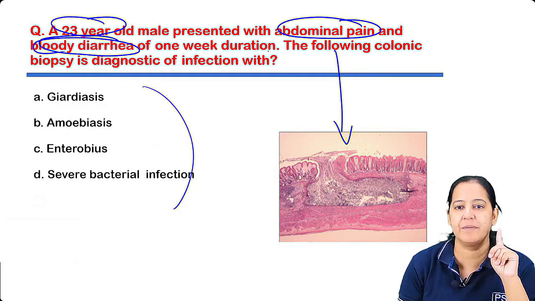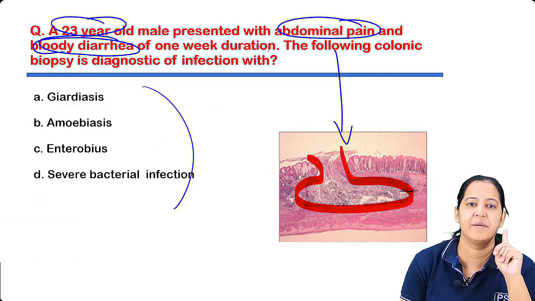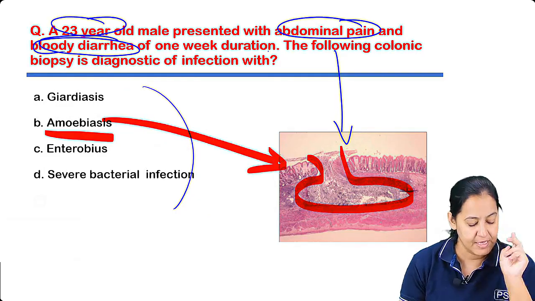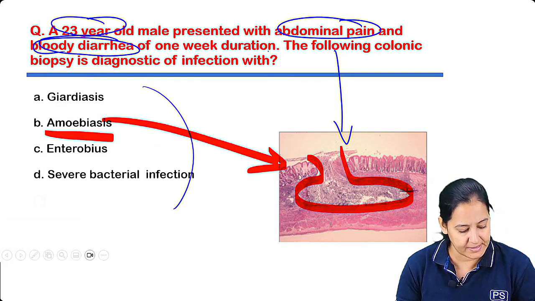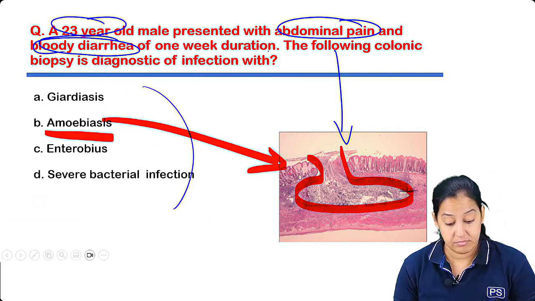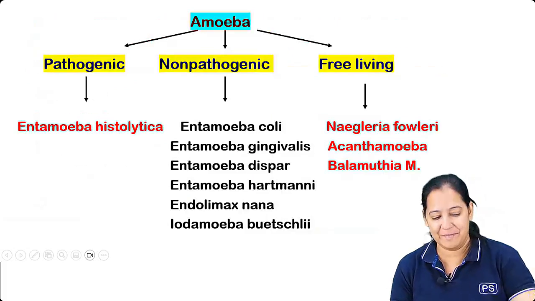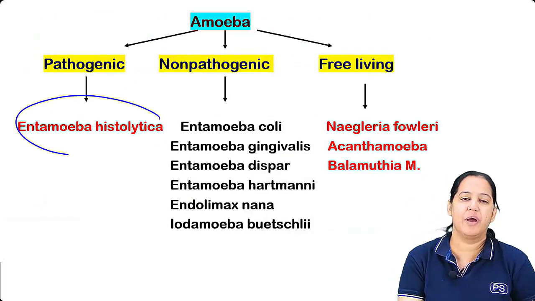The biopsy is typically showing, see the margin of the ulcer. It is typically showing a flask-shaped ulcer, it's amoebiasis. So the correct answer is amoebiasis. Okay, G. So we are done with Entamoeba histolytica.